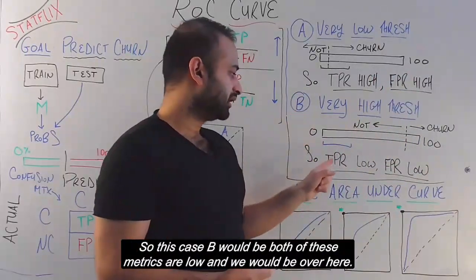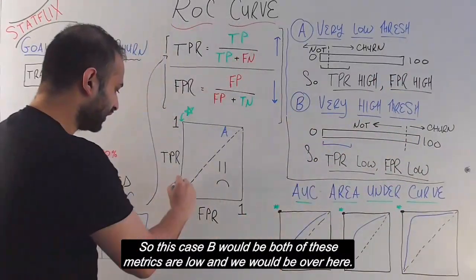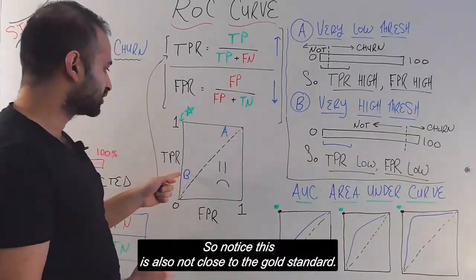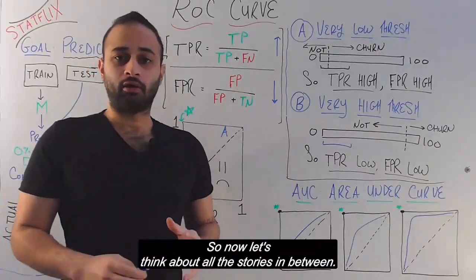So this case B would be both of these metrics are low, and we would be over here. So notice this is also not close to the gold standard. So now let's think about all the stories in between.